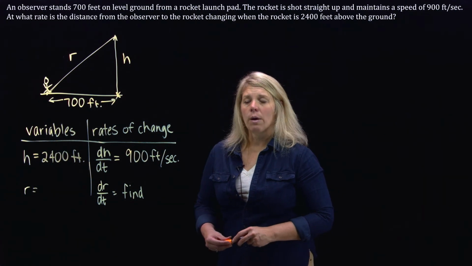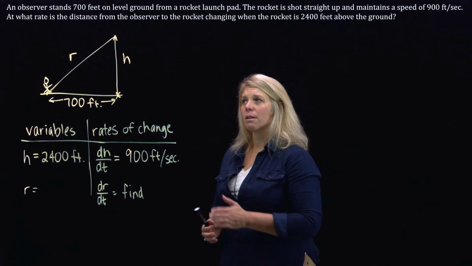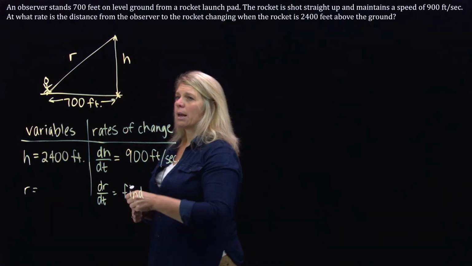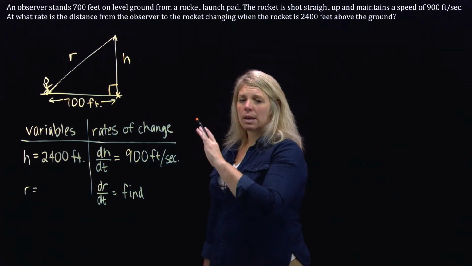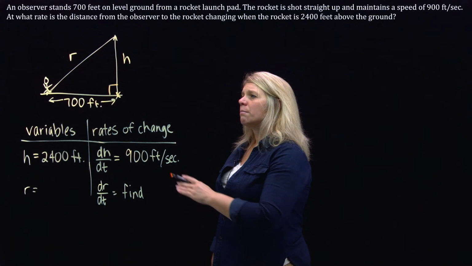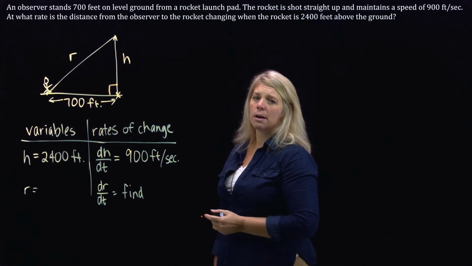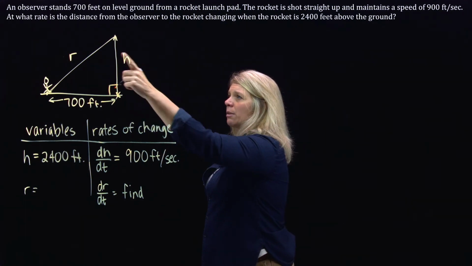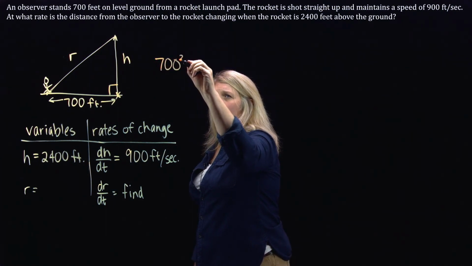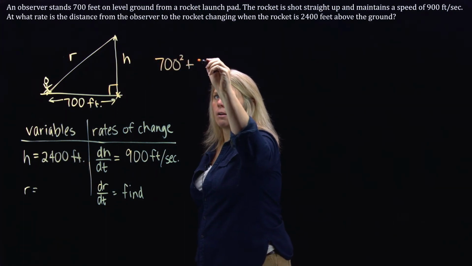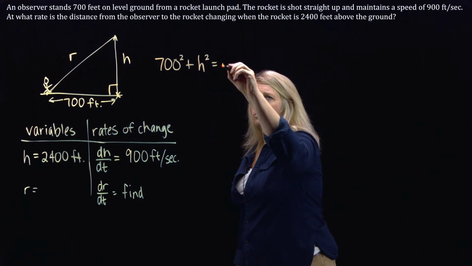Okay, so I need to find an equation that relates these variables. So we make some assumptions here that the rocket's being shot straight up and that we have level ground here, so that what we have here is a right triangle. They said those things in the problem. So when you look at this right triangle with some sides labeled, the first thing you should think about is the Pythagorean theorem. So I'm going to just write that down here. This side is fixed, so we'll have 700 squared plus this side is a variable, so we're going to leave that as a variable, h squared, equals our hypotenuse squared.